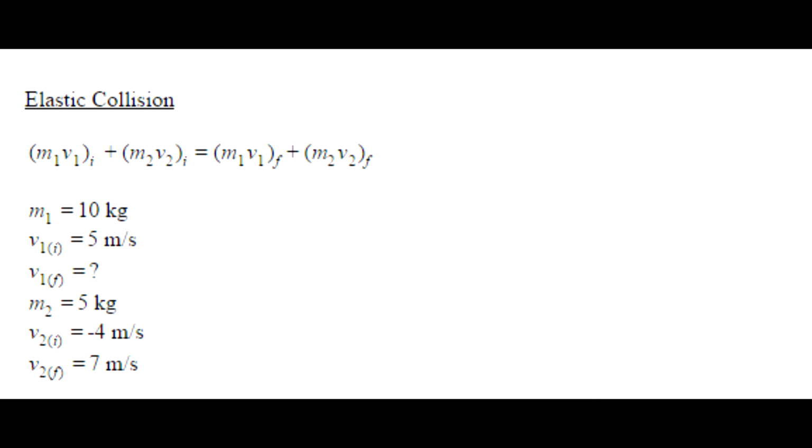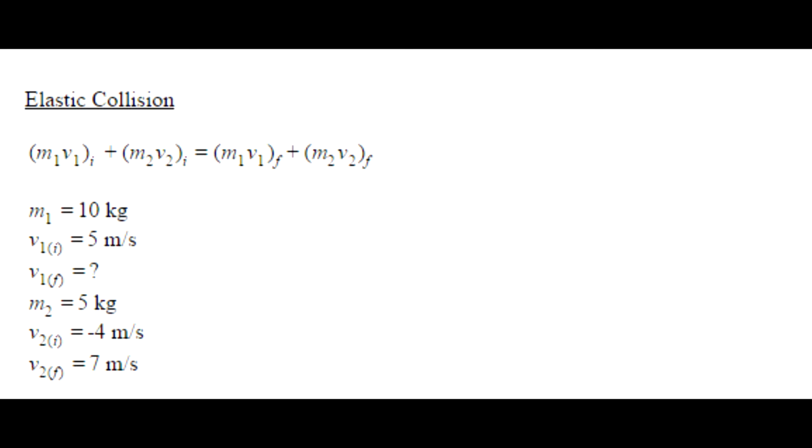Now, for this example, we are going to say that object 1 has a mass of 10 kilograms and is traveling at a velocity of 5 meters per second in the positive eastward direction. Now, we are also going to say that object 2 has a mass of 5 kilograms and is traveling 4 meters per second in the westward direction. Now, since we established that the eastward direction is positive, that means westward must be negative. Therefore, the initial velocity of object 2 should be negative 4 meters per second.